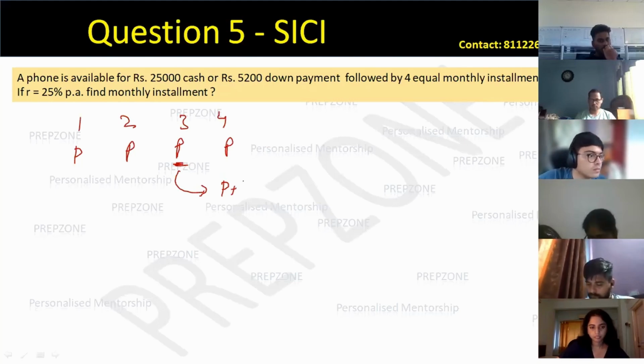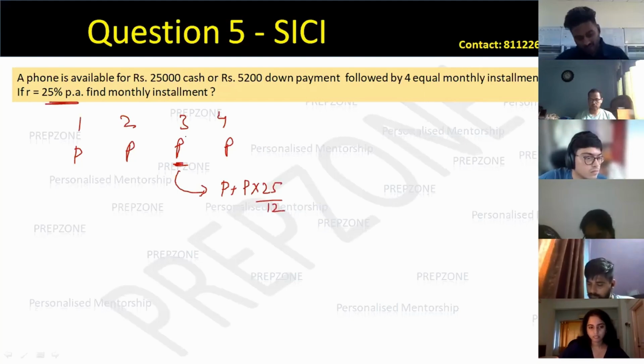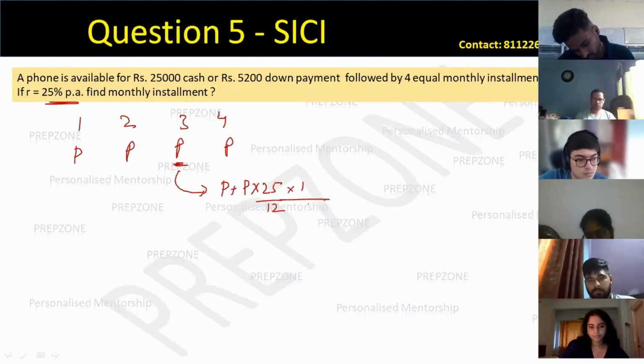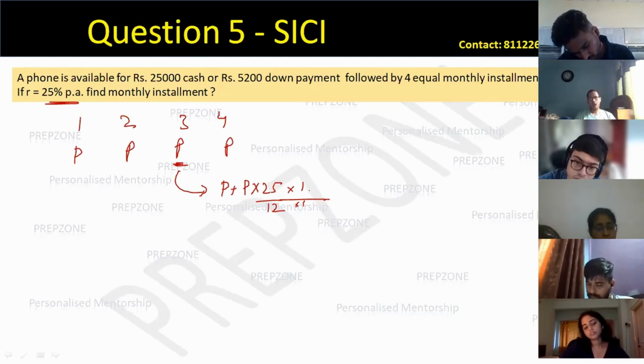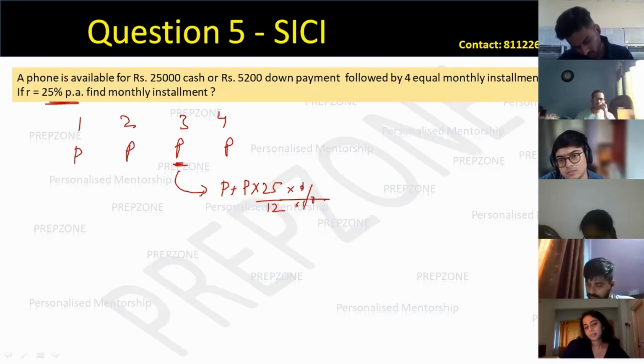Interest will be what? P into R. R is what? 25 by 12. 25% is per annum, this is monthly. So 25 by 12 will be the interest, into time which is 1, and by 100. Right? So this will be the interest. 25 by 12, by 100, just a percentage.